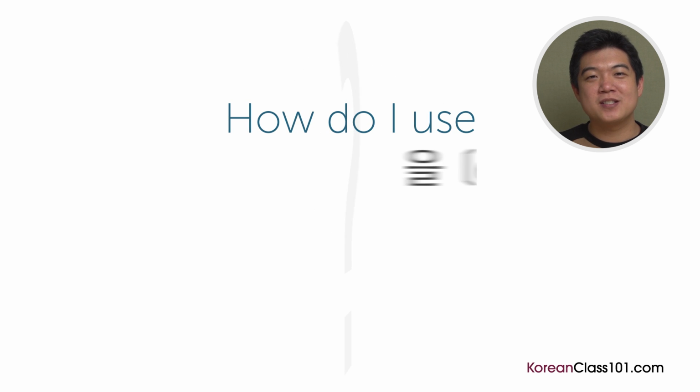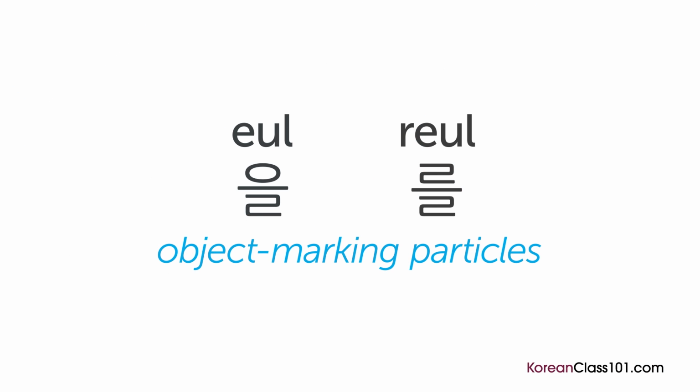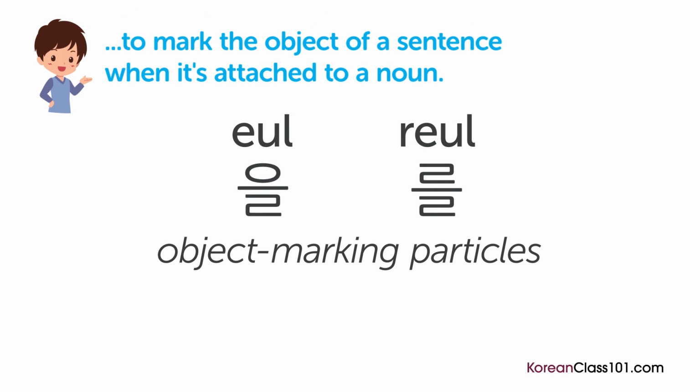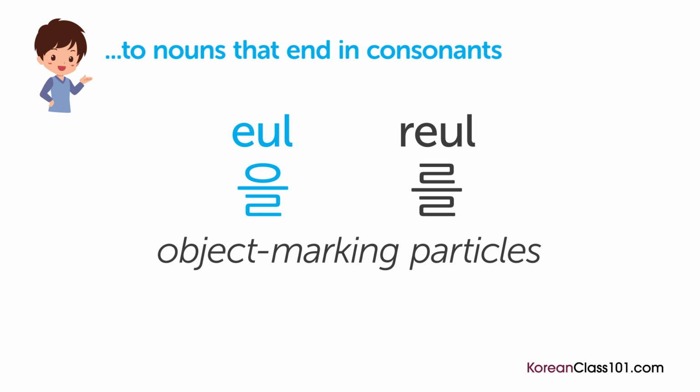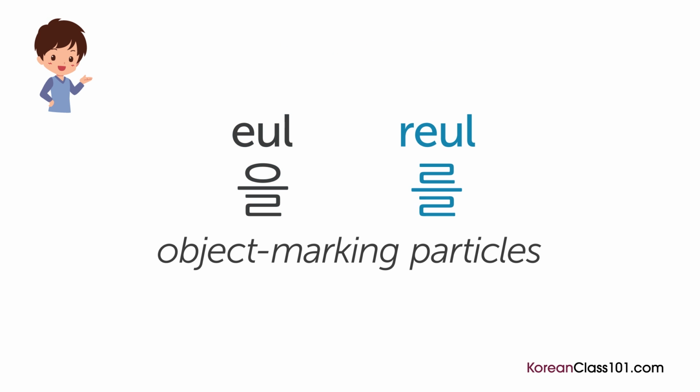The question for this lesson is, how do I use 을 and 를? We use the object marking particles 을 and 를 to mark the object of a sentence when it's attached to a noun. We attach 을 to nouns that end in consonants and attach 를 to nouns that end in vowels. Let's do some examples so you can learn how to use 을 and 를 correctly.